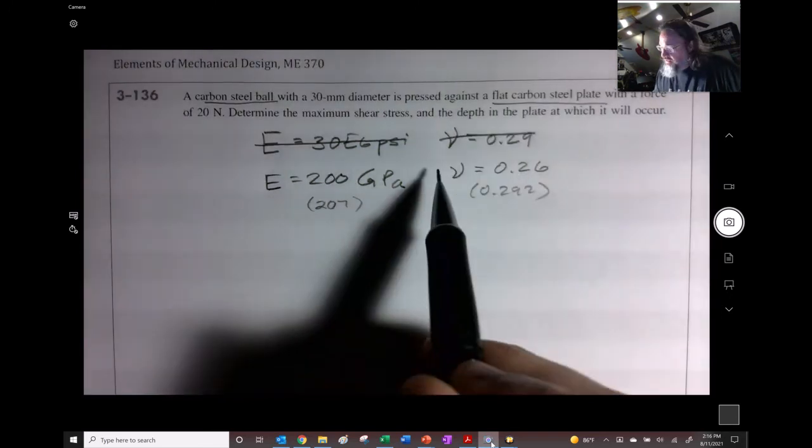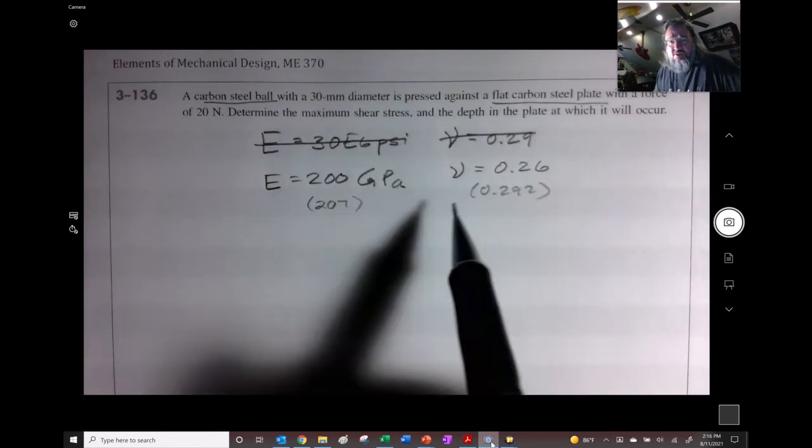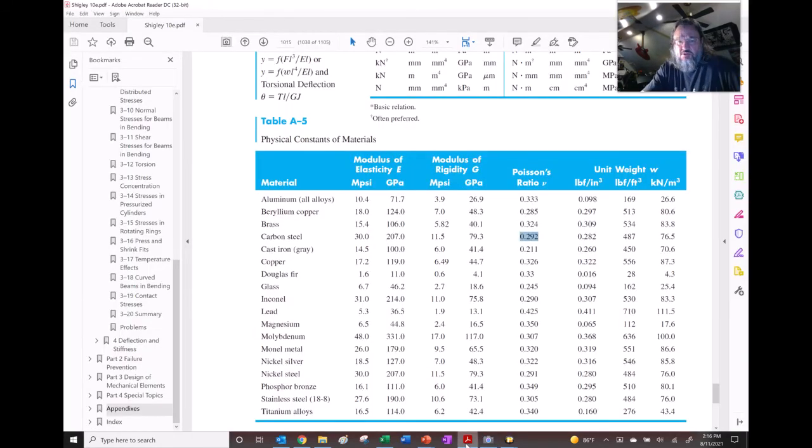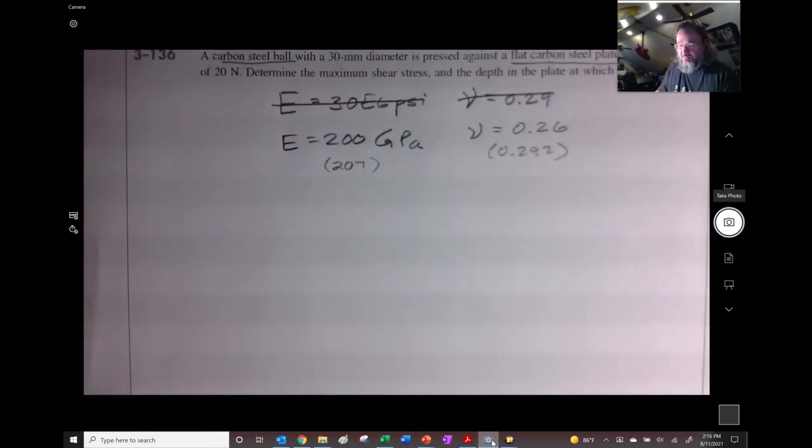I think I might have been following the solution manual when I wrote these out, which doesn't seem to agree with the book. Let's double check that. Yeah, you'll see that the carbon steel is 207 right there. I think that's what happened here. Maybe I should fix that at some point, but maybe not.